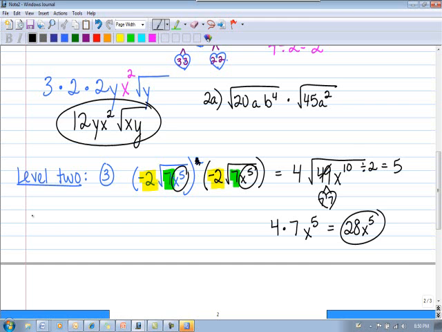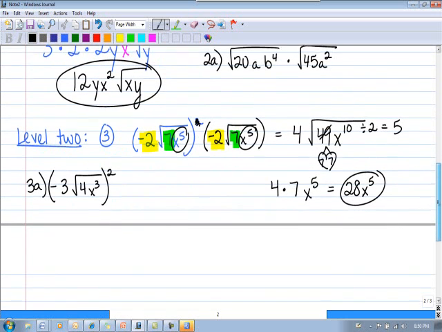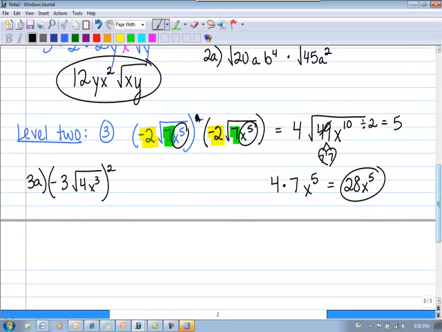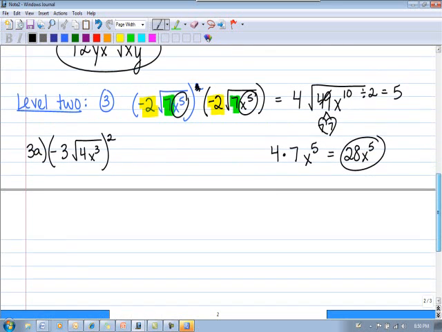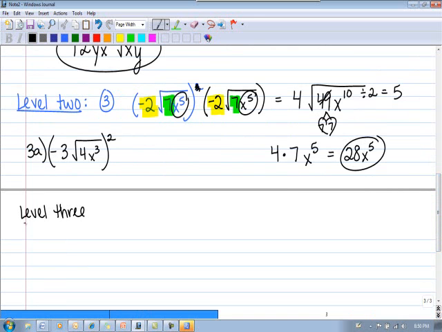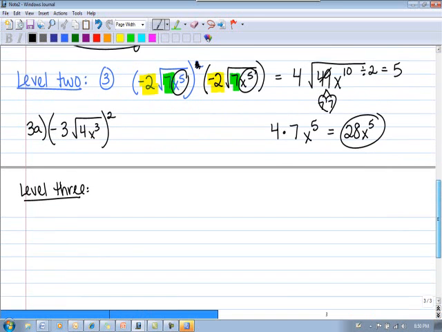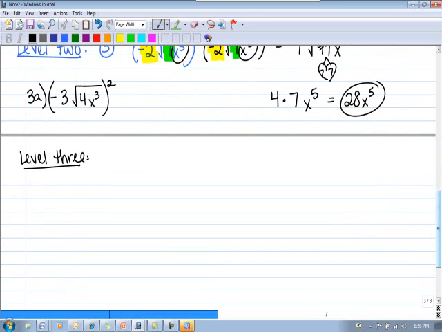So your level 2 question, 3a, is negative 3 radical 4x cubed, quantity squared. So remember, when I'm squaring a quantity, it just means to multiply it out twice. And with that, let's go ahead and move on to our level 3 questions. There's only 2 here and 1 example for you to do on your own, and we're almost done.